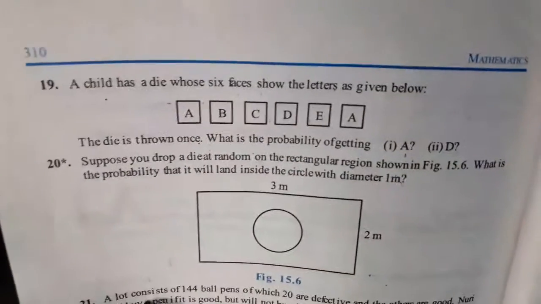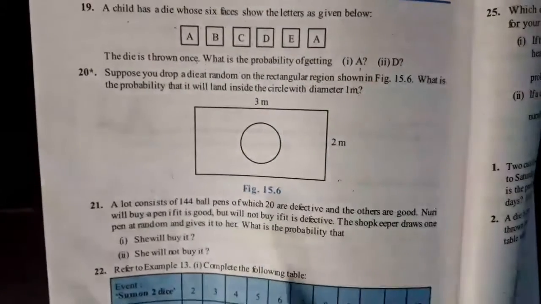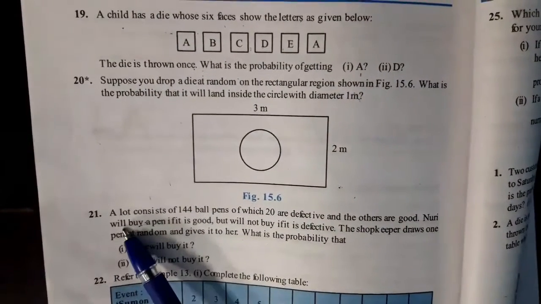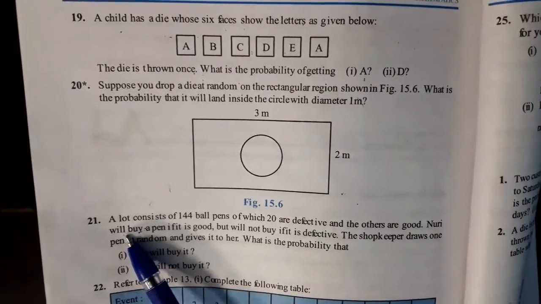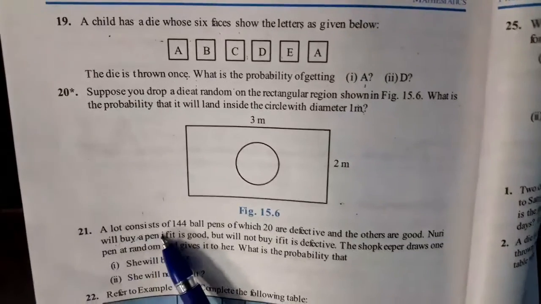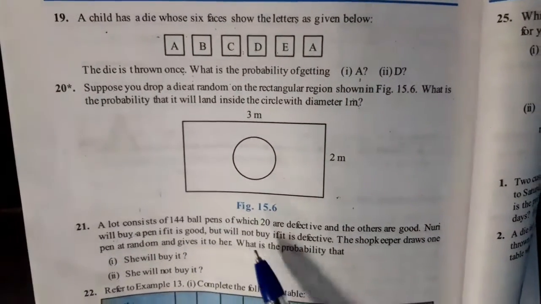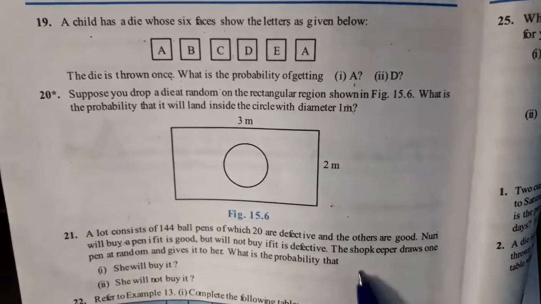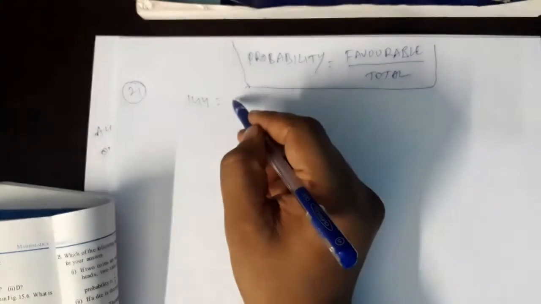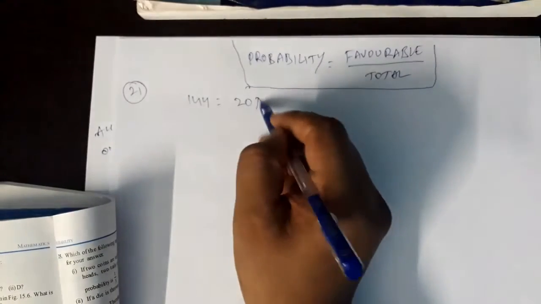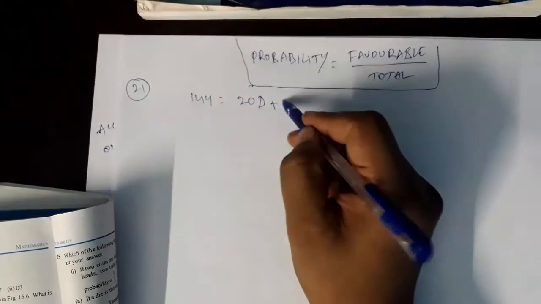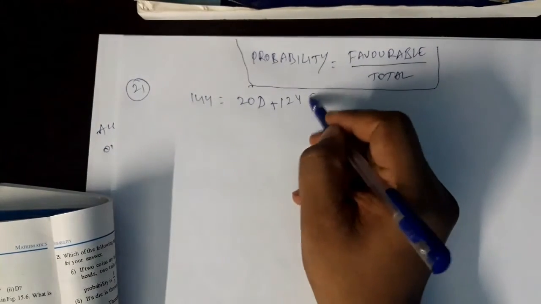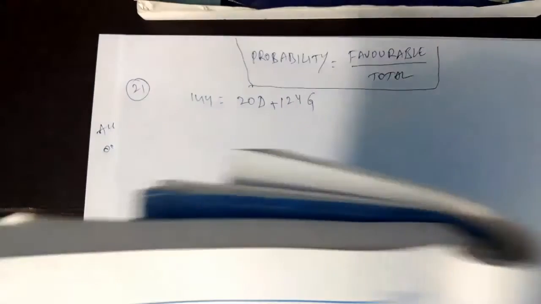See this. You look into your book. A lot consists of 144 ball pens, of which 20 are defective and others are good. 144 pens. Total 144. 20 are defective, D, plus the remaining 124 are good, right?